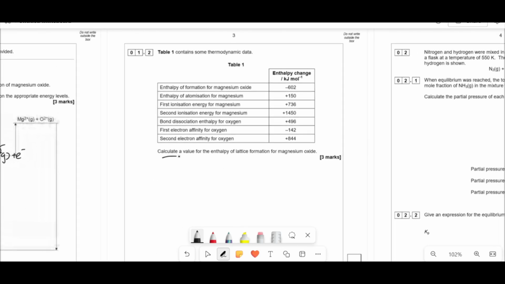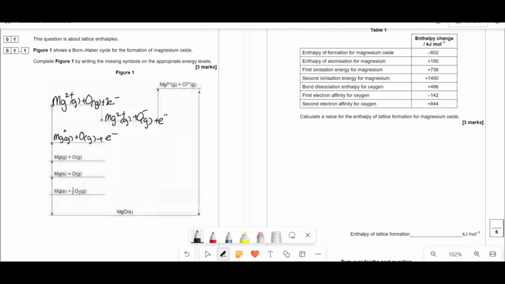Then it says, calculate a value for the enthalpy of lattice formation. So lattice formation is where you're going from gaseous ions to a solid ionic lattice, right? So go through and just label all of these and look what's happening. Hess's law says if you start and finish at the same point, it doesn't matter what route you take, it's the same. So if we start and finish here, then this is the enthalpy change, and that's the same as going all the way around this way.